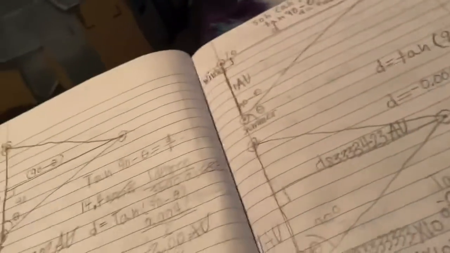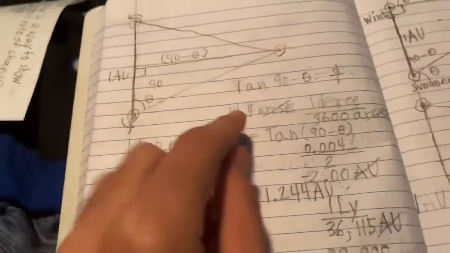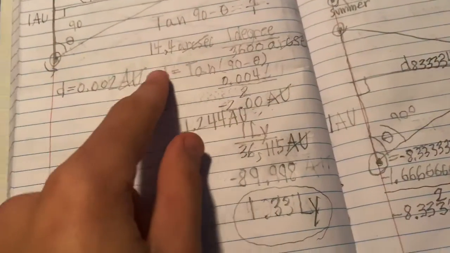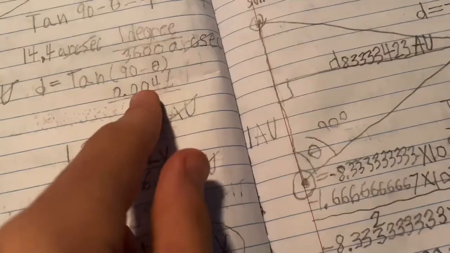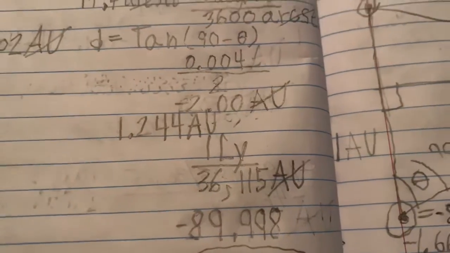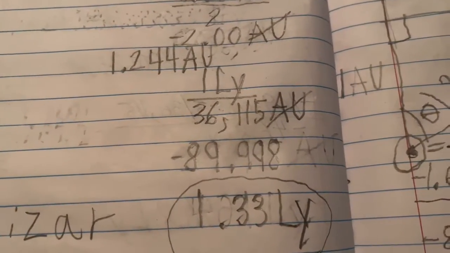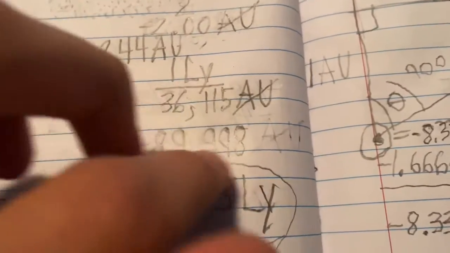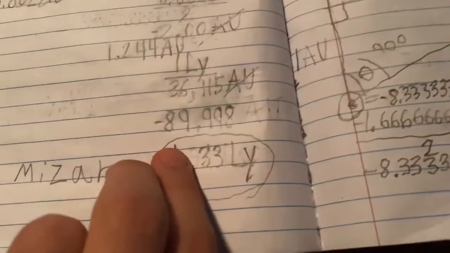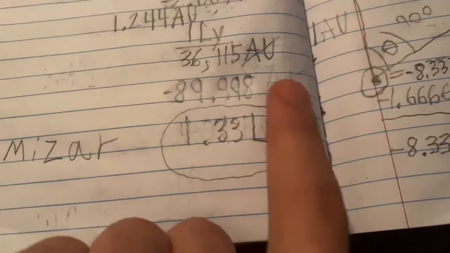And then next, I did Mizar, did all the mathematics for it, took 90 minus theta, one astronomical unit. Then did all the mathematics. This was 0.004 divided by 2, negative 2.00 astronomical units. And then I do 1.244 astronomical units. So that's only astronomical units. So I do 1 light year divided by 63,115 astronomical units, 89.998. And then we'll minus this by.